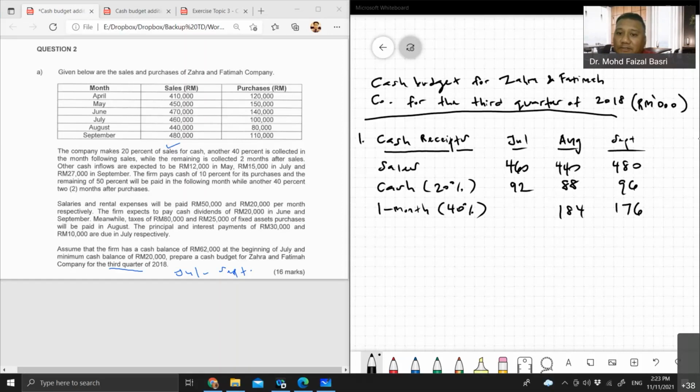Okay, but going back to this question, so July, 1 month before will be June, 470. So 470 times 40%, it's 188,000. So 188,000, you're going to record it here.